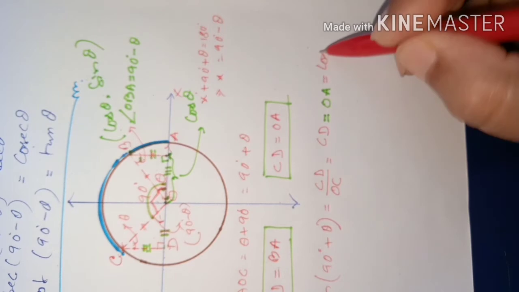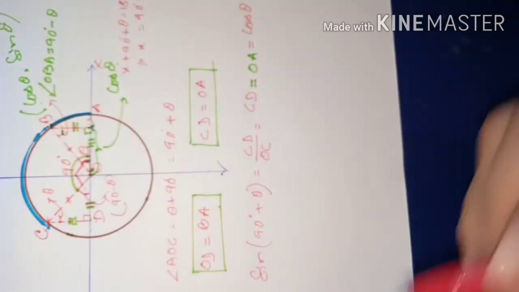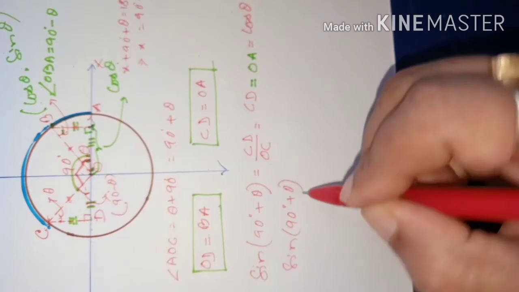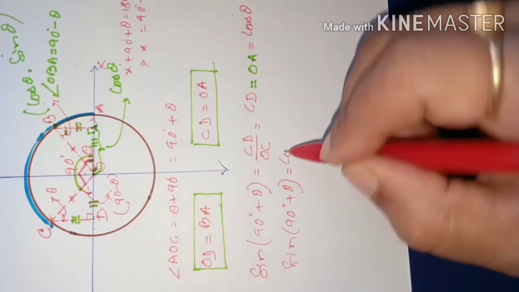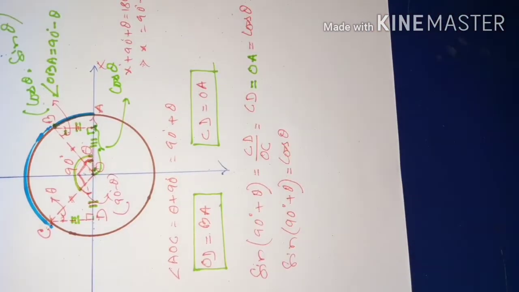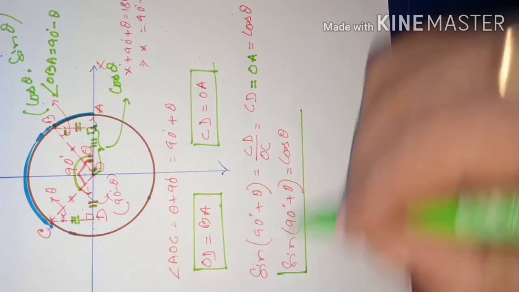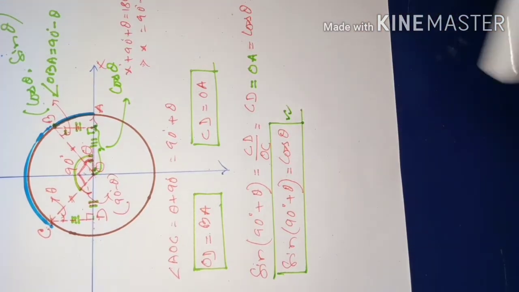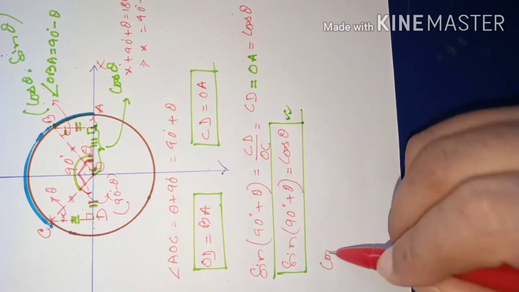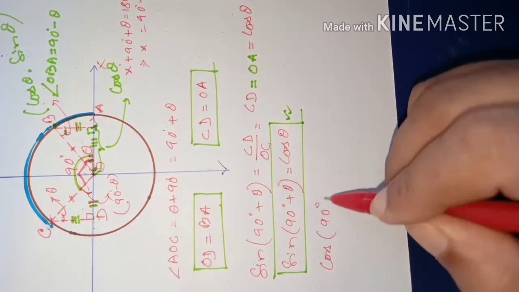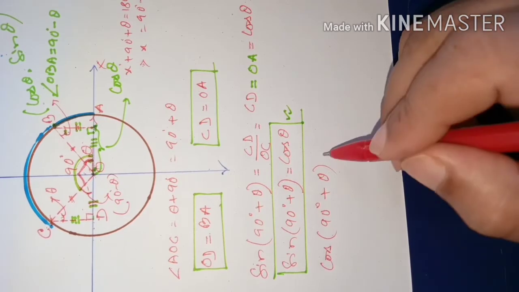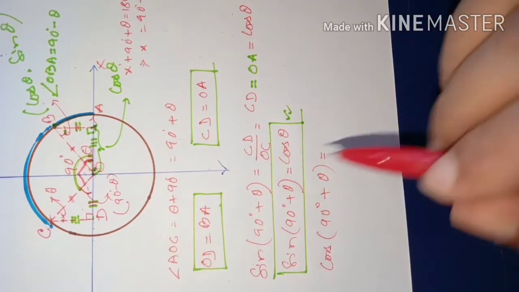So what is our conclusion now, dear students? I started with sin 90 plus theta. Now I am ending with cos theta. Remember this point. Cos theta is equal to sin 90 plus theta. This is one result. Same way, suppose I write cos 90 plus theta. What will happen? Cos 90 plus theta will be equal to base on hypotenuse.